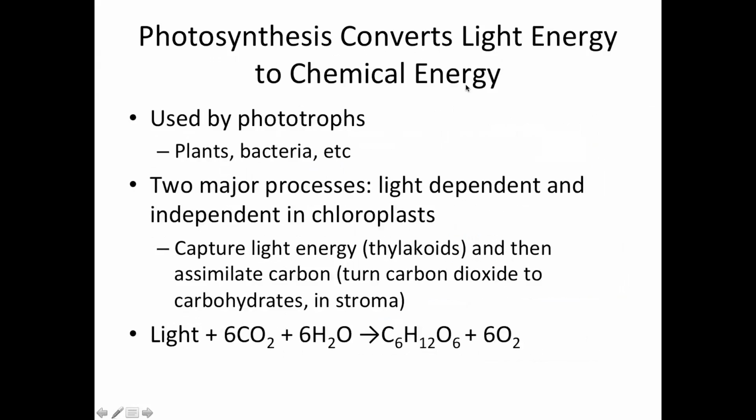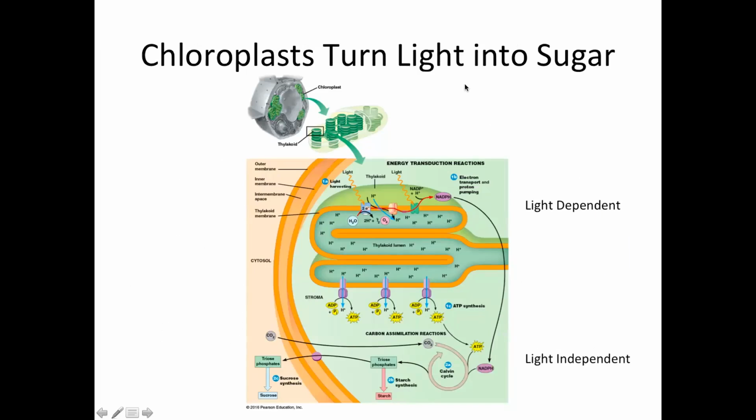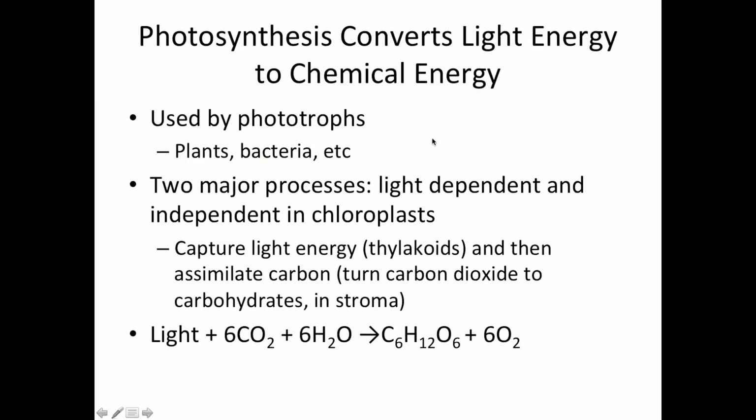Photosynthesis works to convert light energy into chemical energy, and it's used by our phototrophs. And it involves two major processes. Again, the light-dependent capture of light energy that occurs in our thylakoids, and then the assimilation of carbon, turning carbon dioxide into carbohydrates, and this is considered a light-independent process. Now, if you look at the formula, it should look familiar to you as it's almost the reverse of respiration. And here we're going to use carbon dioxide to eventually make a sugar.